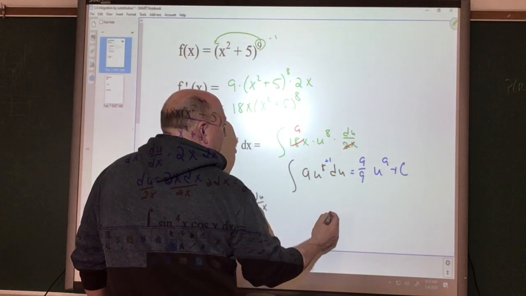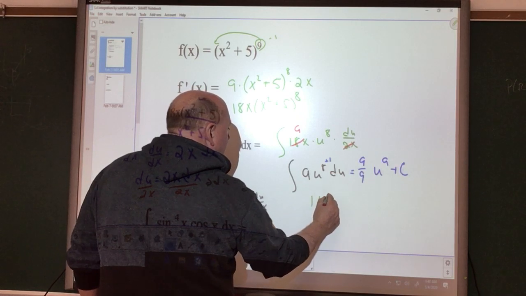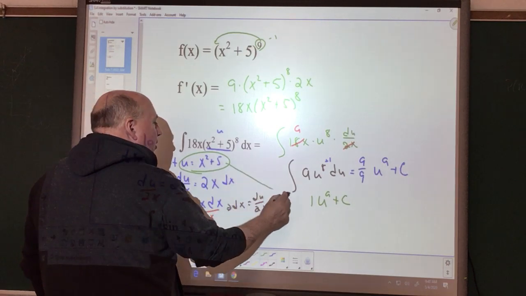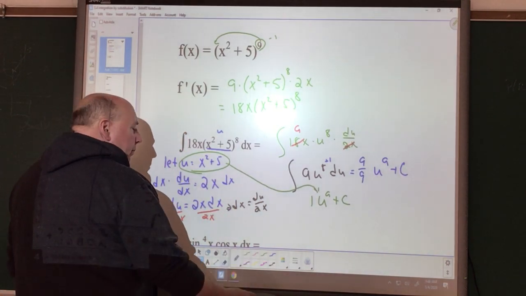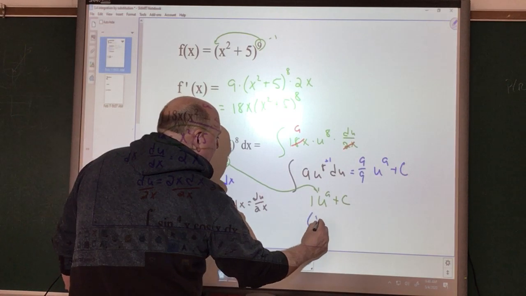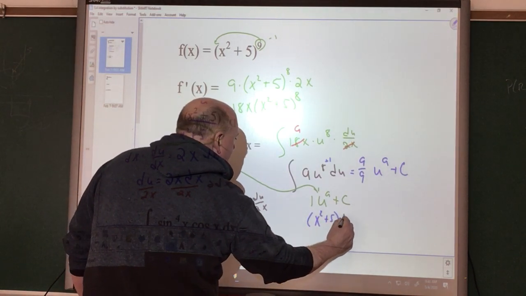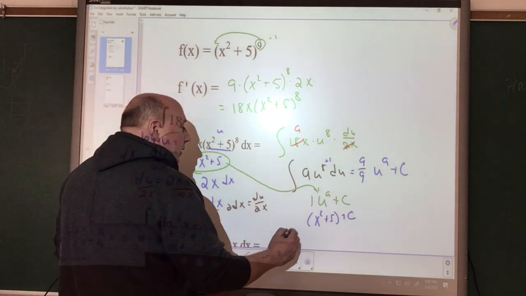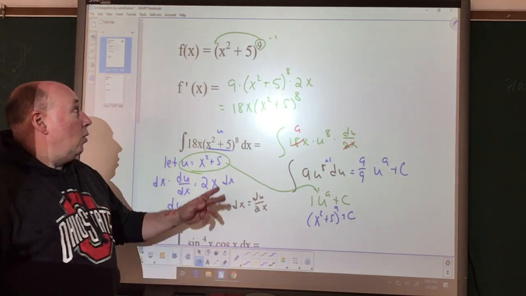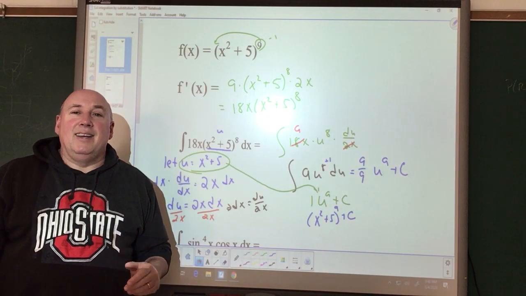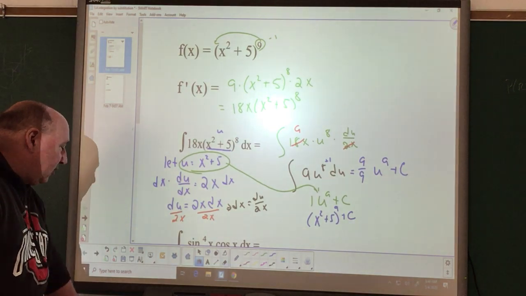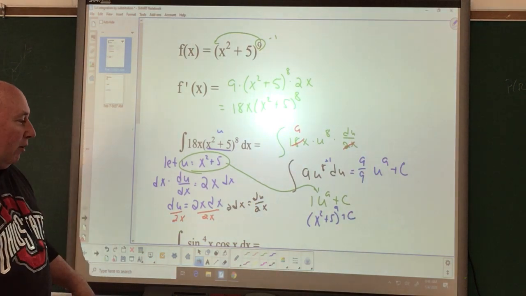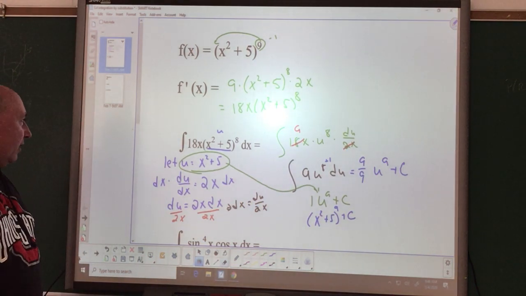So what we are left with is 1 u to the 9th plus c. And if I do my back substitution here, u is equal to x squared plus 5. So we're left with x squared plus 5, to the 9th power, plus the value of c, which takes me back to what I started with, integration by substitution. It's almost like having a magic wand, poof. We made it back to where we started.